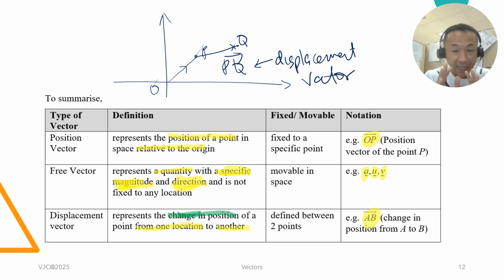All right, so let's distinguish these three. It will be useful to look at this table, which is provided in your notes, and take a look at it.